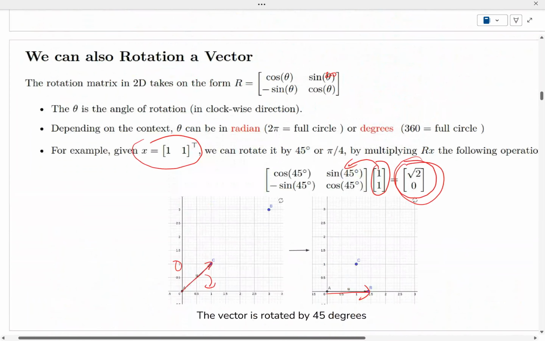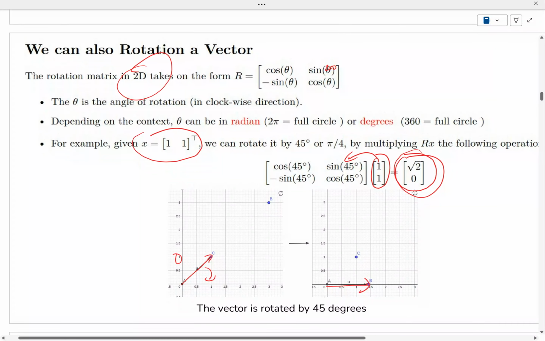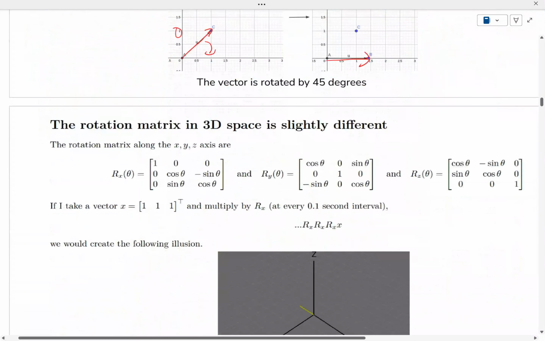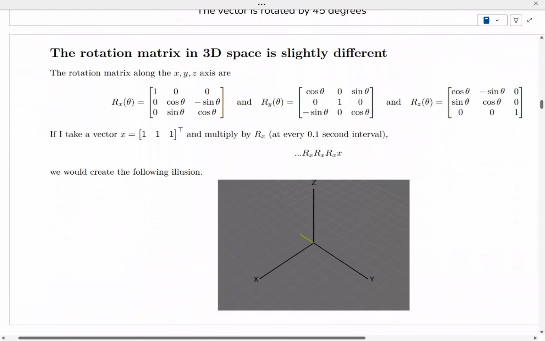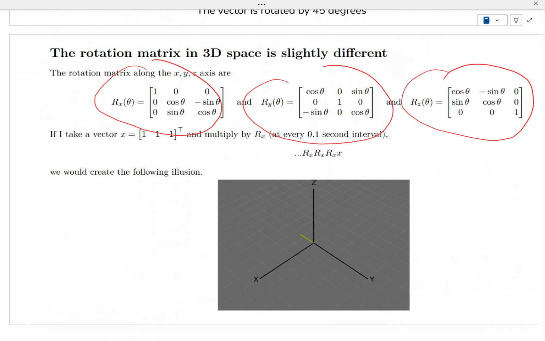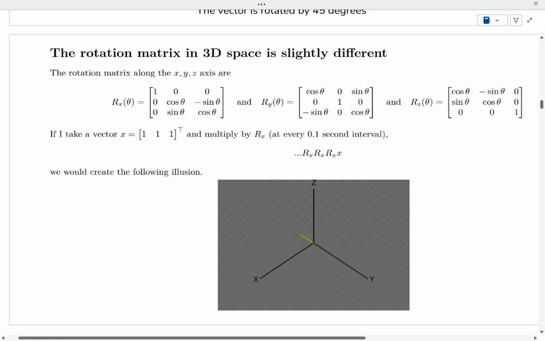Now, that was rotation in 2D, but we have a standard rotation for 3D as well. If you want to rotate around the x-axis, the y-axis, or the z-axis, these are the very specific rotation matrices that we will use. This is the standard thing that we use.